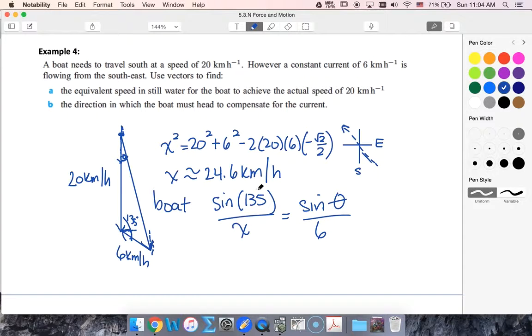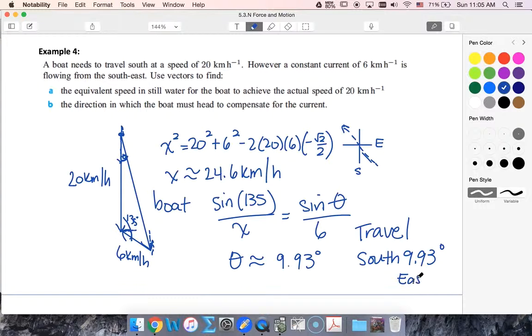Solving this, I know this is root 2 over 2, but I could put it all in my calculator anyhow because I'll be using this previous value for my x. So you should get that your theta is approximately 9.93 degrees. So we would travel south 9.93 degrees east. So mostly going south and then shifting 9.93 degrees east.